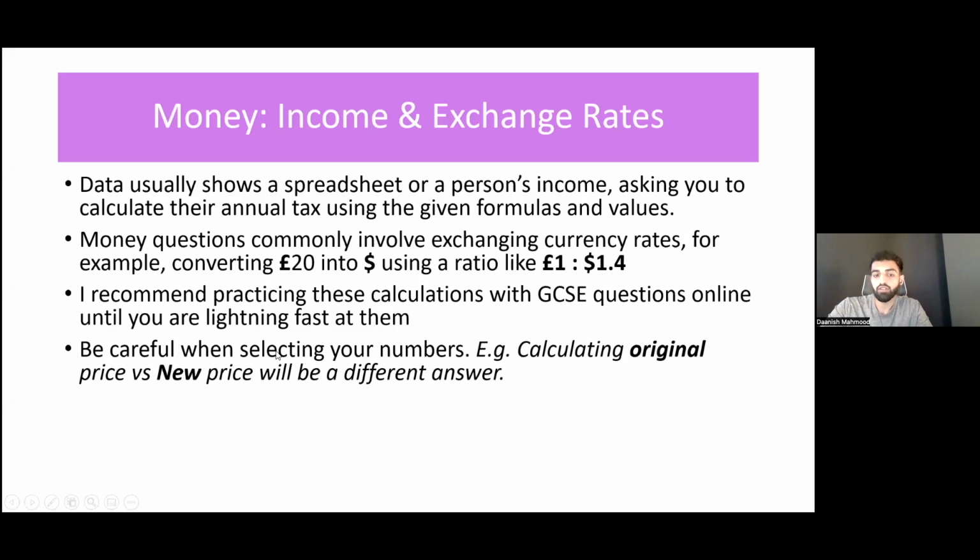And this is another thing as well when you're selecting numbers. So it might tell you, if it's money, income, and exchange rates, sometimes there are two figures in the table and you need one of them, and it might be an original price versus new price, for example. This is just an example I saw whilst I was looking at practice questions, and it's quite easy to pick the wrong one. So little words like original or the new price or price before the sale, after the sale, make sure you're reading those carefully.